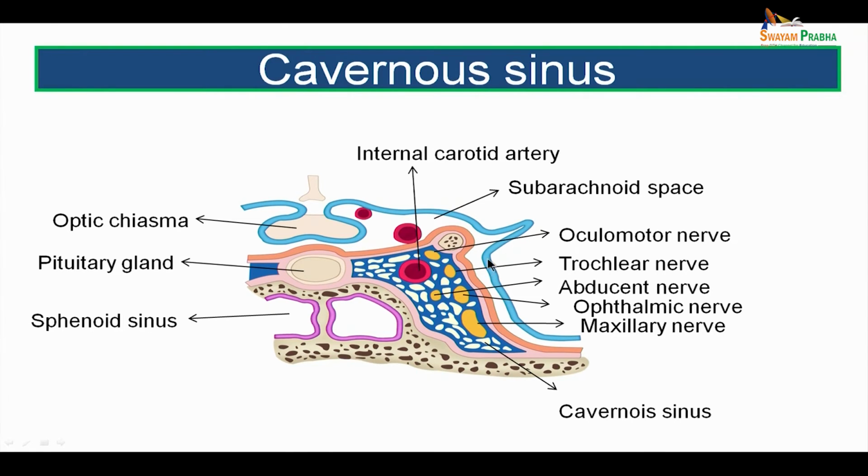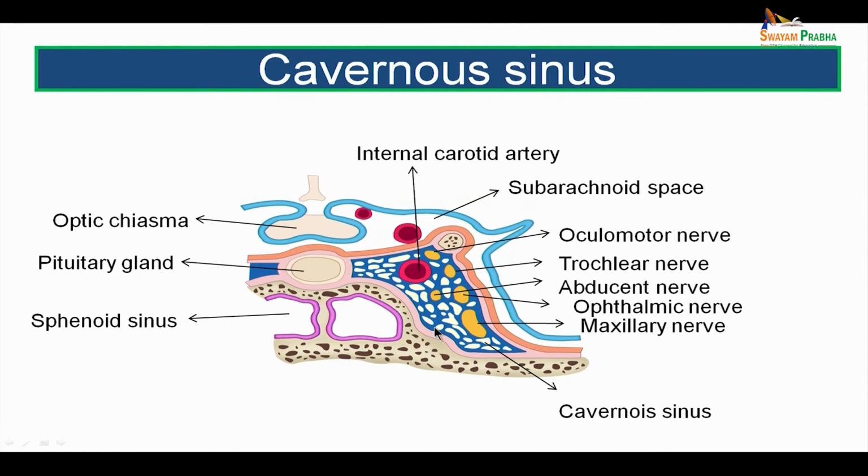Laterally, it is related to the uncus part of the temporal lobe of the cerebral hemisphere and also to the trigeminal ganglion. Inferiorly, it is related to the sphenoid bone, the junction of the body of sphenoid bone with the greater wing of sphenoid bone and also to the foramen lacerum. These are the external relations of the cavernous sinus.